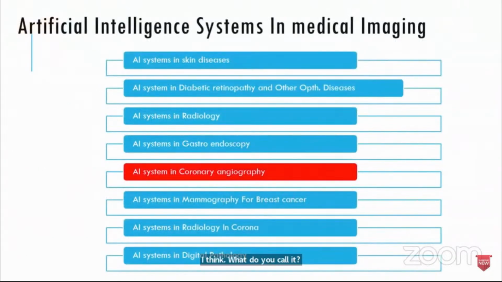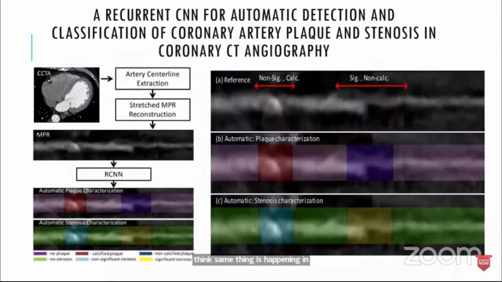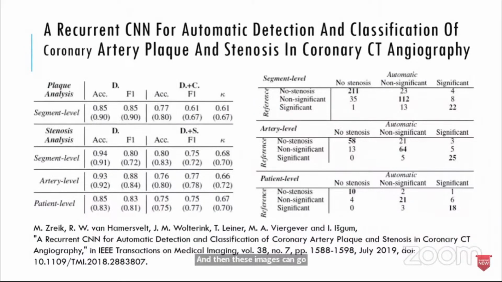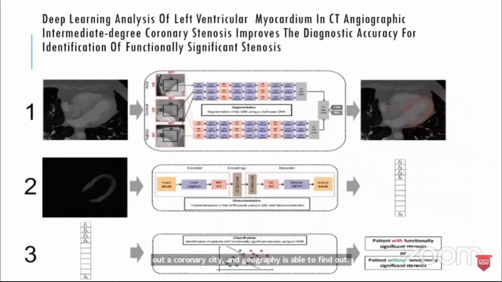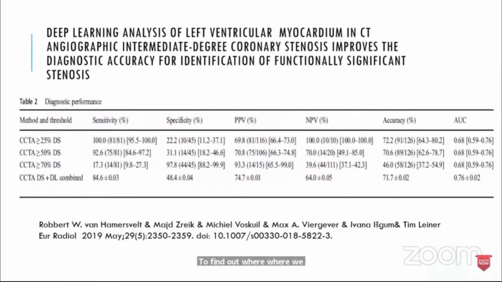The same thing is happening in coronography. Say coronary angios, we are interested to find out whether there is a plaque or there is a stenosis. And then these images can go down and we can find out, a coronary CT angiography is able to find out the stenosis compared to the plaques. And these are other examples of deep learning analysis to find out where we have, say, stenosis. And this is another paper where sensitivity of all these techniques in coronary is 84%.